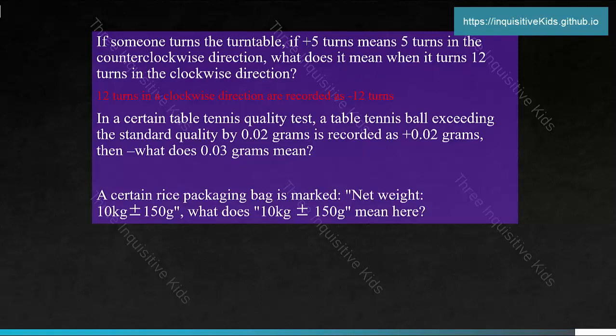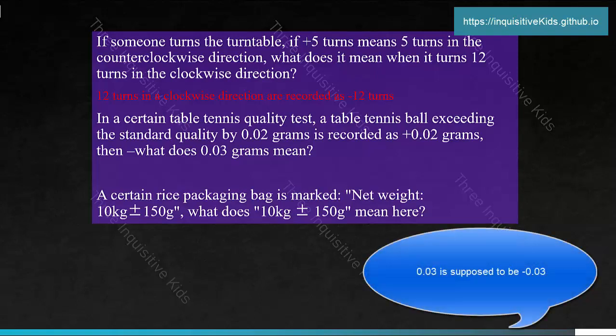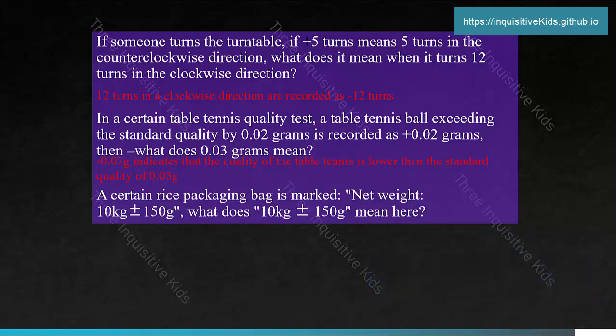In a certain table tennis quality test, a table tennis ball exceeding the standard quality by 0.02 grams is recorded as positive 0.02 grams. Then, what does negative 0.03 grams mean? Negative 0.03 grams indicates that the quality of the table tennis ball is lower than the standard quality by 0.03 grams.